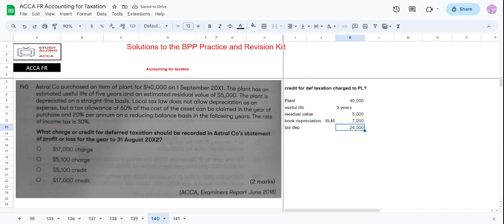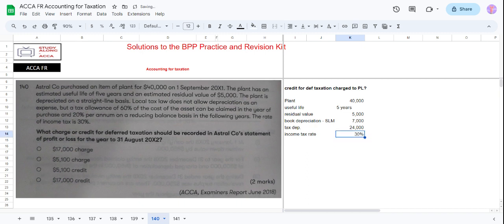And then the remaining depreciation can be claimed at 20% per annum on a reducing balance basis in the following years. We are just doing this analysis for the first year, so we will ignore that aspect. And then the rate of income tax is also given. It is 30%.